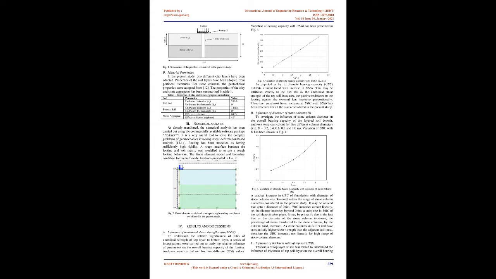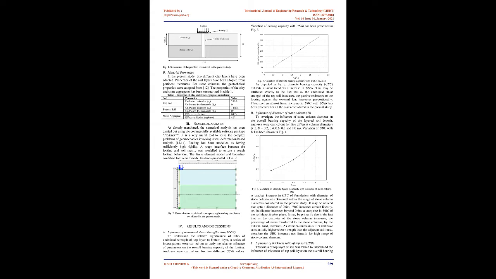This may be attributed chiefly to the fact that as the undrained shear strength of the topsoil increases, the passive resistance to the footing against the external load increases proportionally. Therefore, an almost linear increase in UBC with Ussr has been observed for all the cases considered in the present study. B. Influence of diameter of stone column, D.